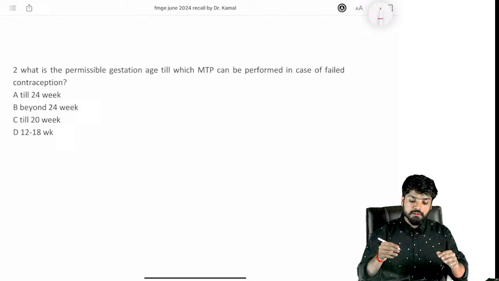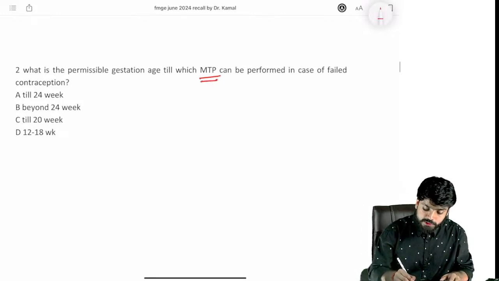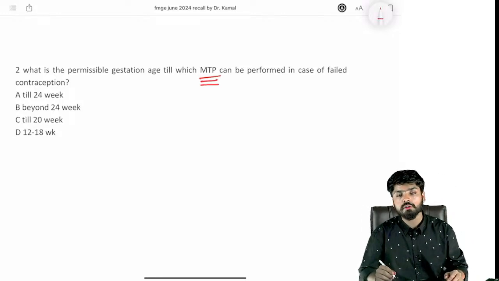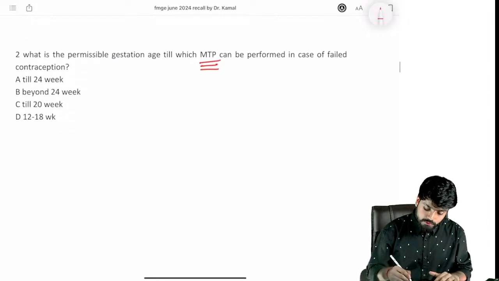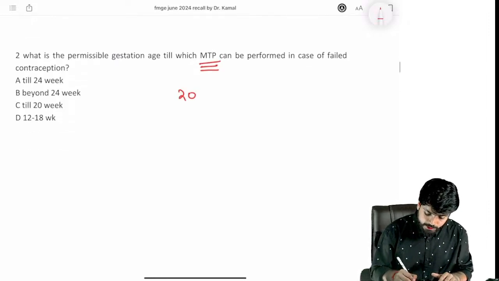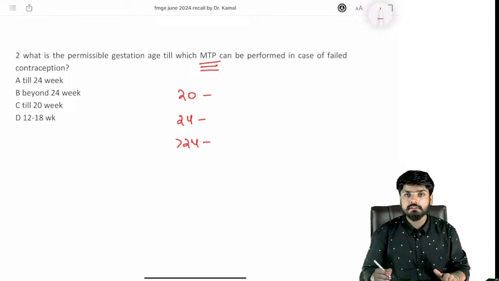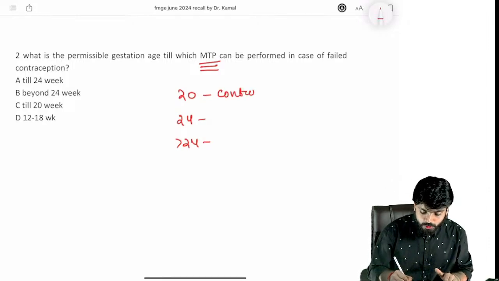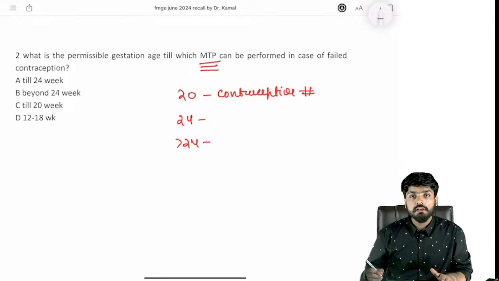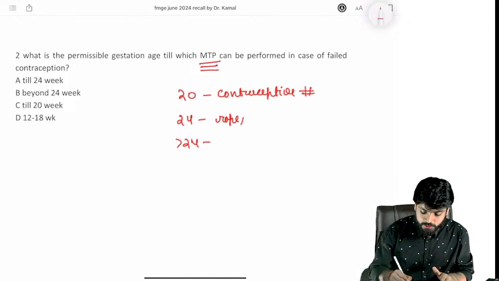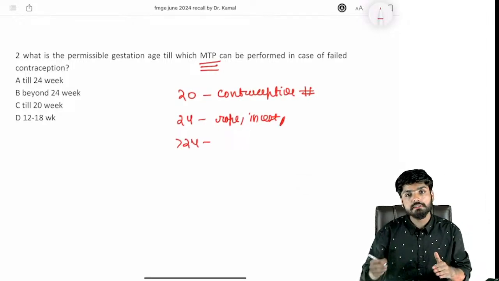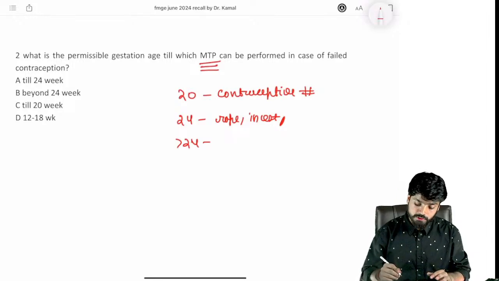So what is the permissible gestation age? Yeah, this MCQ is repeated so many times that we know it on our fingertips. We have to remember that MTP can be till 20 weeks, till 24 weeks, and beyond 24 weeks. Till 20 weeks, it's mainly due to contraceptive failure. Till 24, it can be due to various reasons like rape victim, incest, when blood related siblings have coitus together and conceive, it's incest.